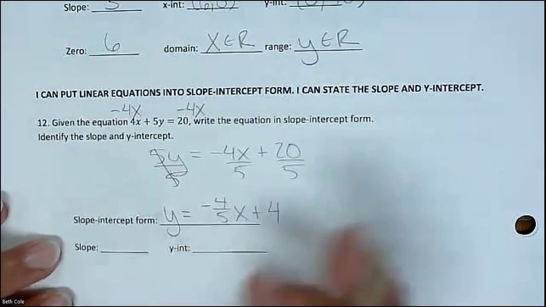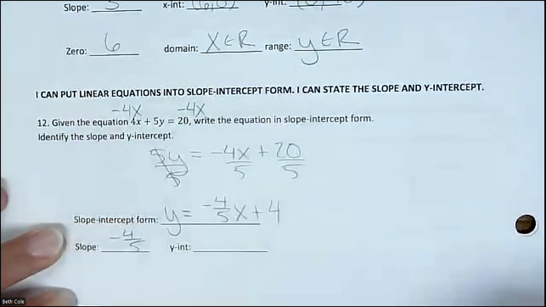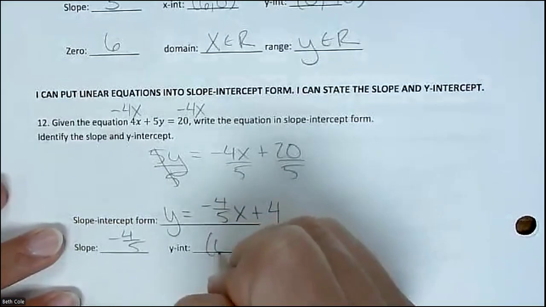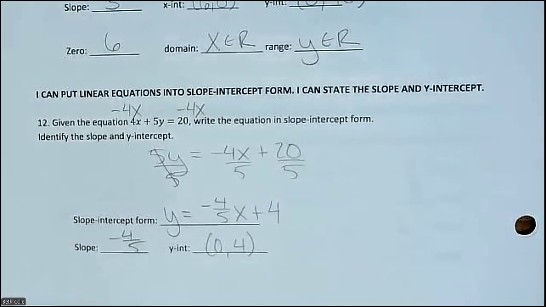What's the slope? -4/5, and the y-intercept is 4. You just kind of look at it and state the answer.